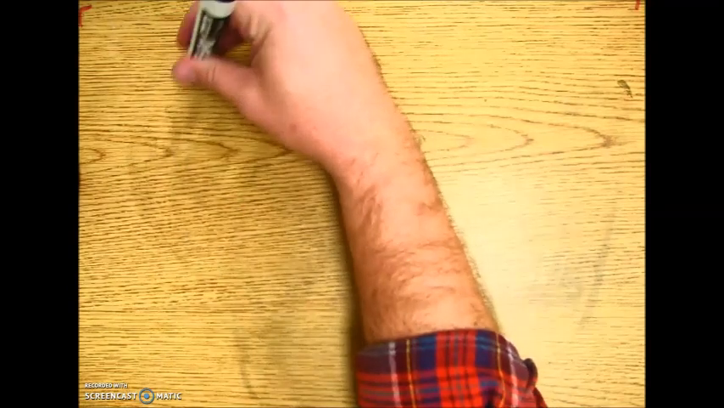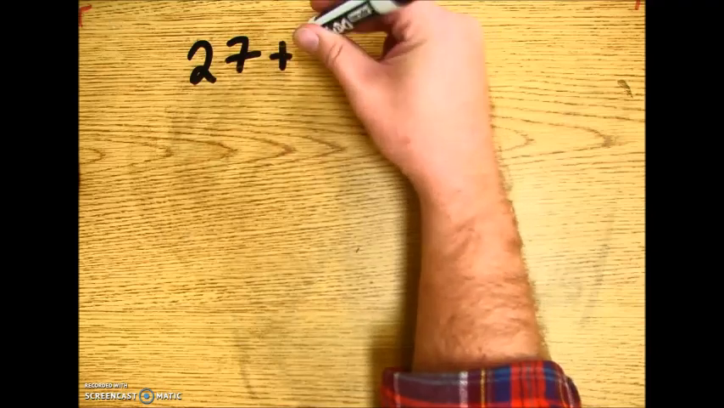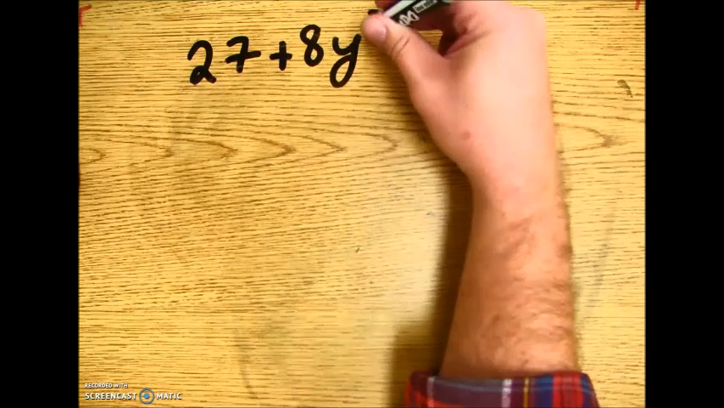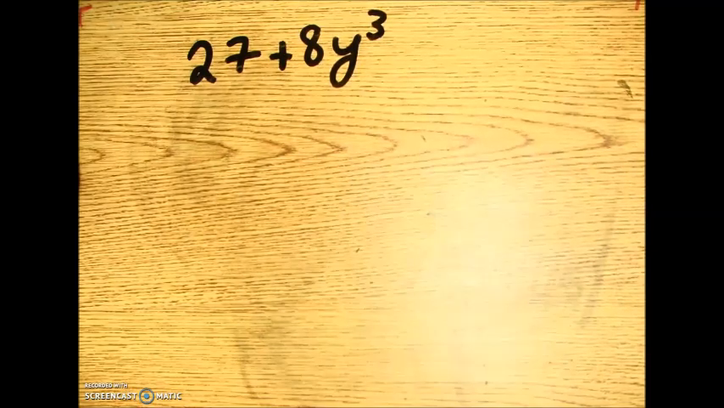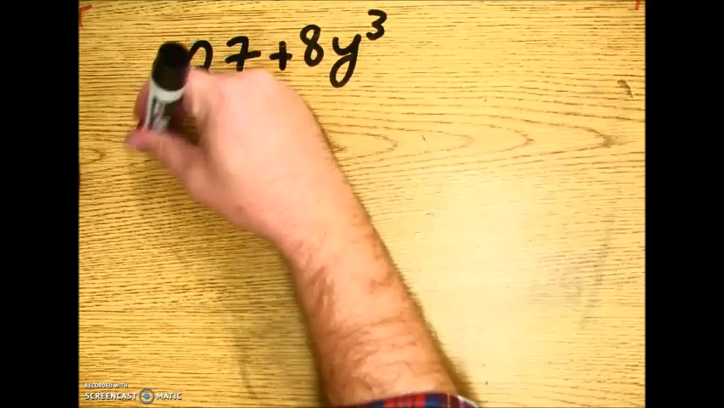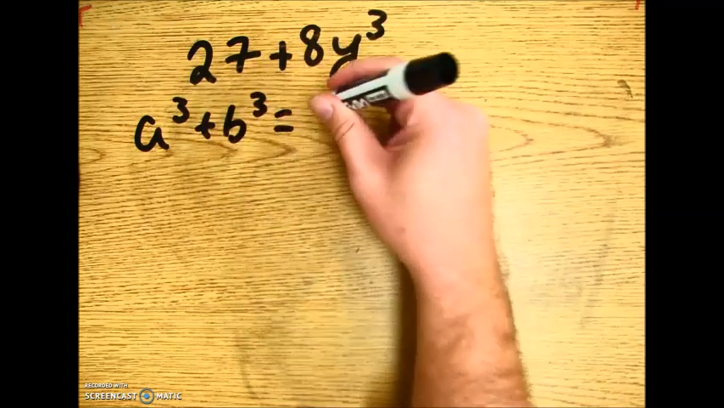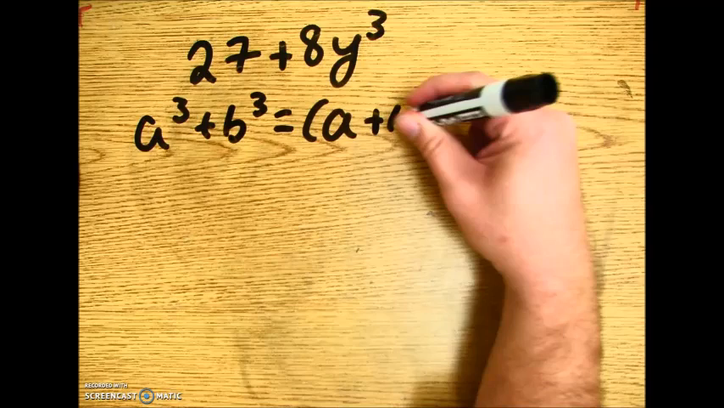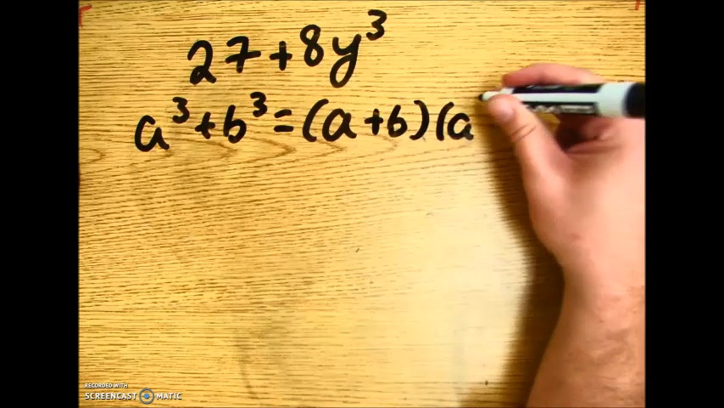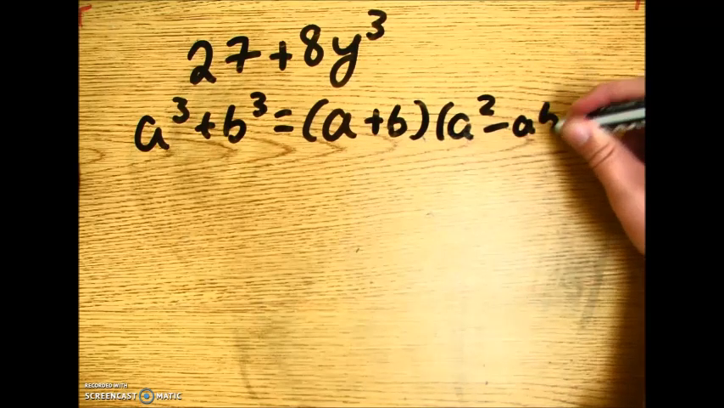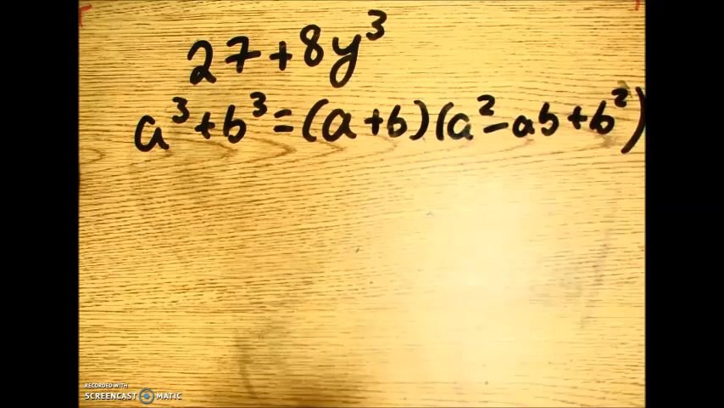So that was fun. That was a difference of two cubes. Let's do 27 plus 8y cubed. I see no difference here. So it's not a difference of two squares. It's not a difference of two cubes. Is there a GCF? Nah. So ladies and gentlemen, this actually becomes a sum of two cubes. This is a cubed plus b cubed equals, remember it's the same sign, so it's a plus, opposite sign, so it's a minus, and it's always positive at the end.